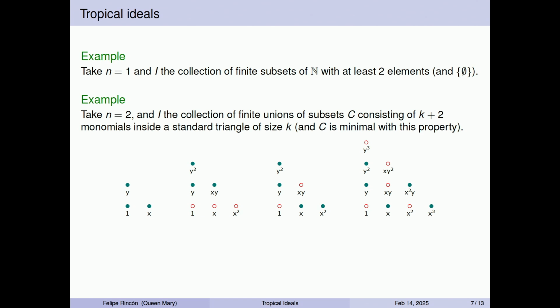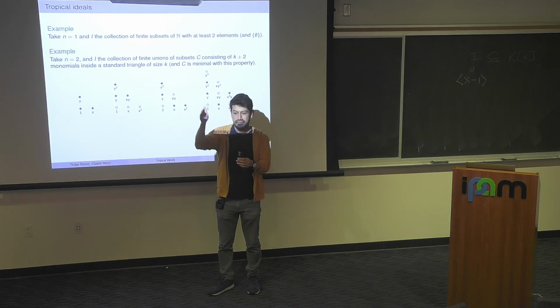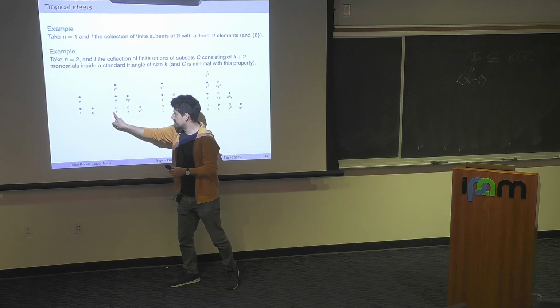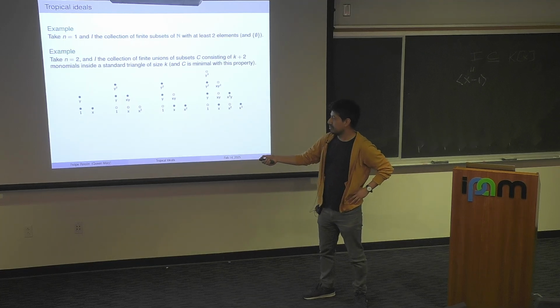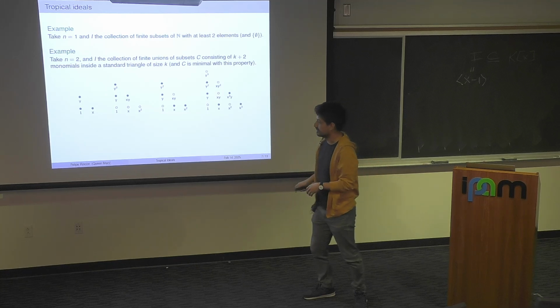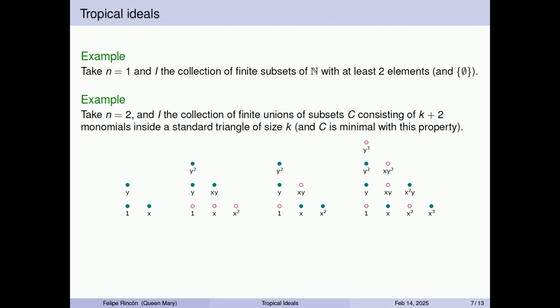And the minimal subsets that I'm going to include in this ideal are subsets that consist of k plus 2 monomials inside a triangle of size k. A standard triangle, I really mean a triangle that has a vertical side, a horizontal side, and slope minus 1. So for instance, whenever you see 3 monomials inside a triangle of size 1, that's going to classify as something in your ideal. Like 1, x, and y are 3 monomials inside this little triangle. So this is one element of your tropical ideal.